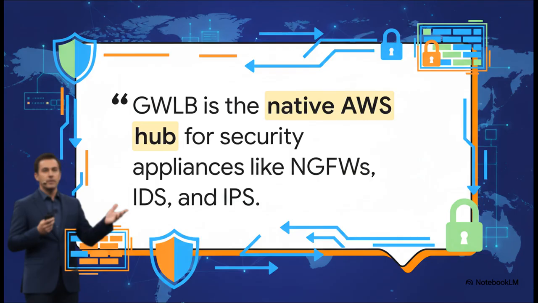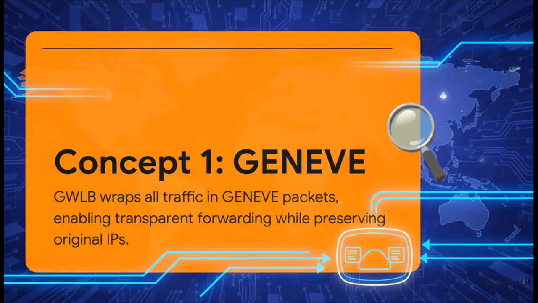The Gateway Load Balancer, or GWLB, is basically a transparent traffic director. It lets you seamlessly insert a whole fleet of third-party security appliances. We're talking serious next-generation firewalls directly into the network path without you having to bend your network into a pretzel to manage complex routing. So how does it do this? What's the magic behind it?